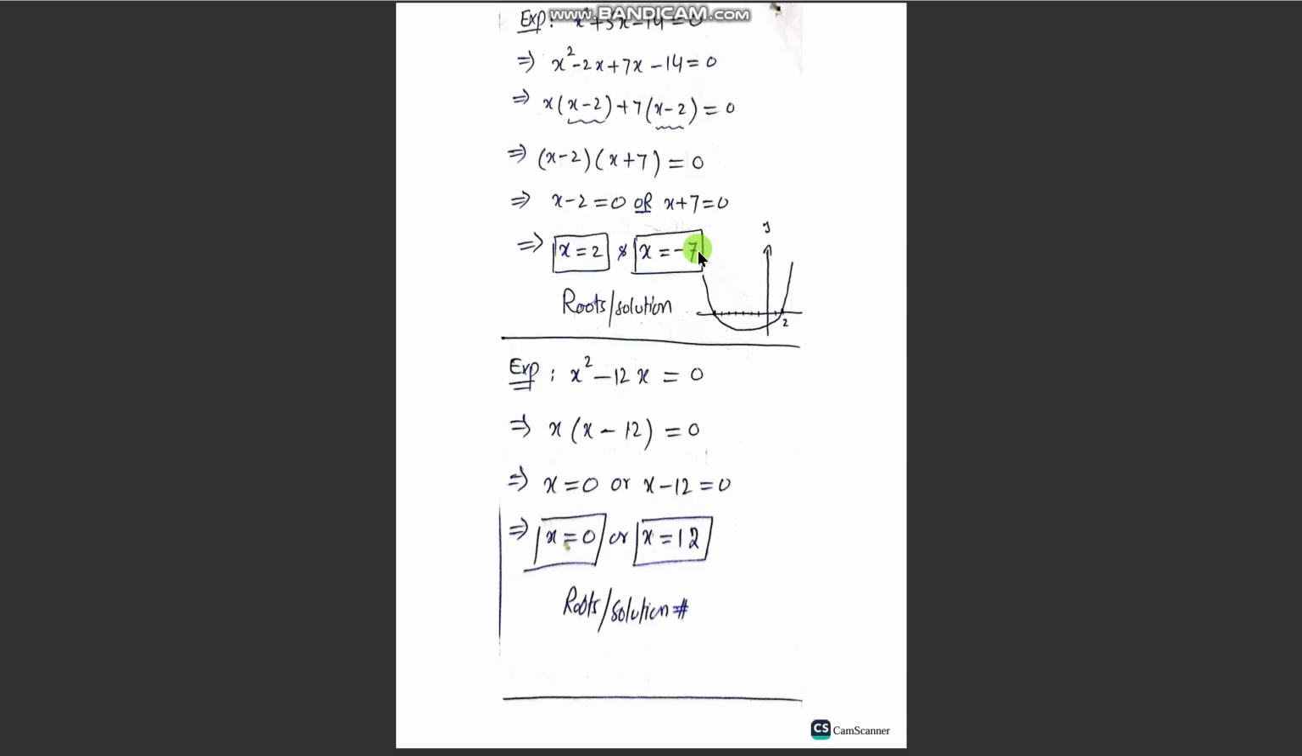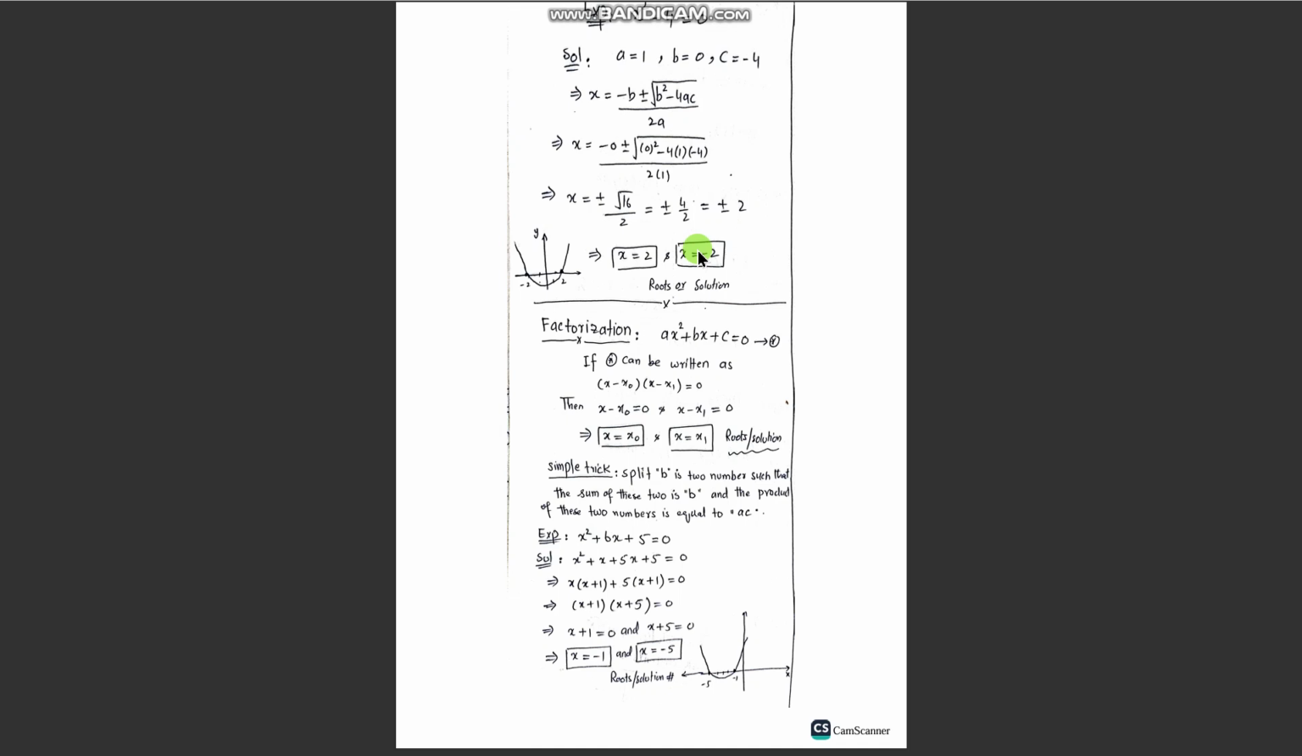You can check by putting the value of x. If we put x is equal to 2, we get 4 minus 4 is equal to 0, and when we put x is equal to minus 2, the square is 4, so 4 minus 4 is again 0, so both roots are correct. Similarly, we can solve a quadratic equation by the method of factorization.